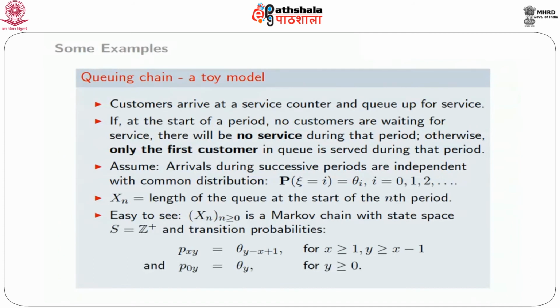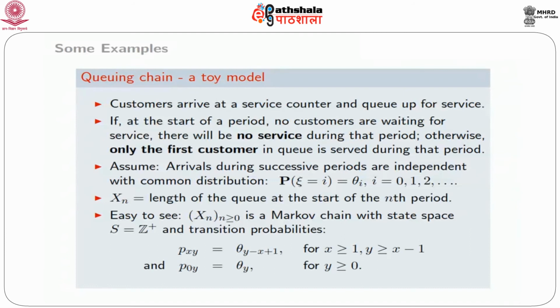If the size of the queue at the start of the nth period is given to be x, then what happens? If x is greater than or equal to 1, that means there is at least one person in the queue at the start of the nth period. Then, the model says that the first person in that queue would go for service. That means that person is out of the queue. So, it was x to begin with at the start of the day. One of them gets service and therefore is out of the queue.